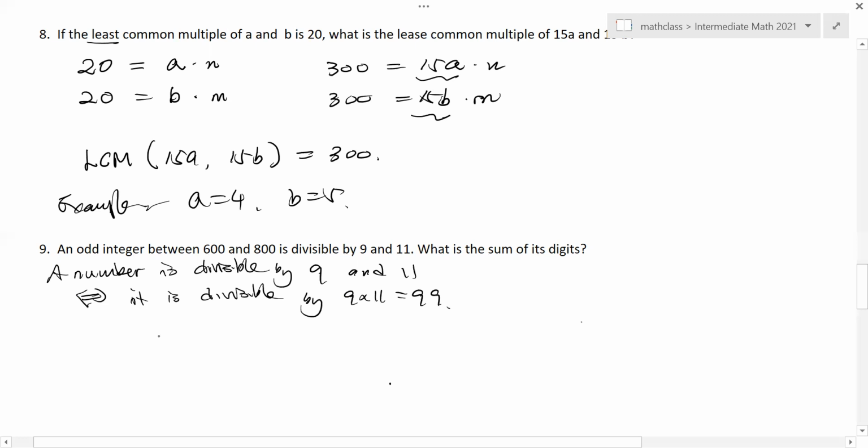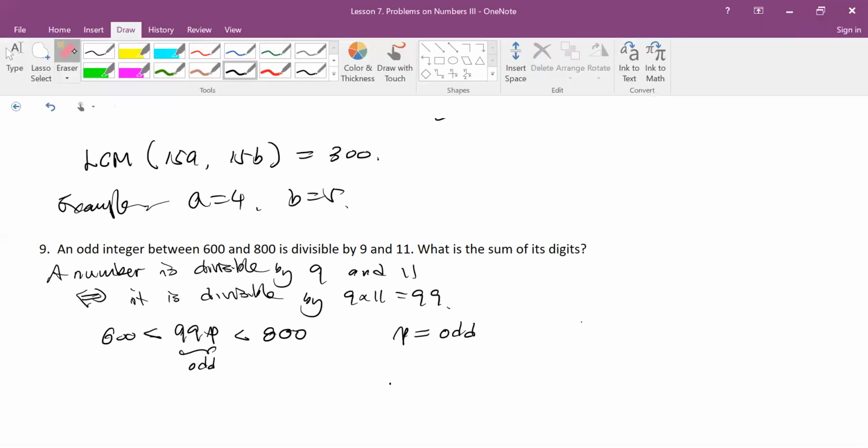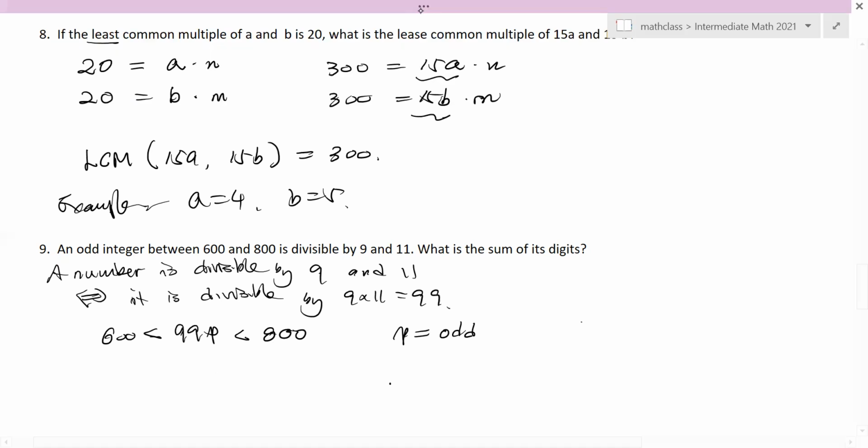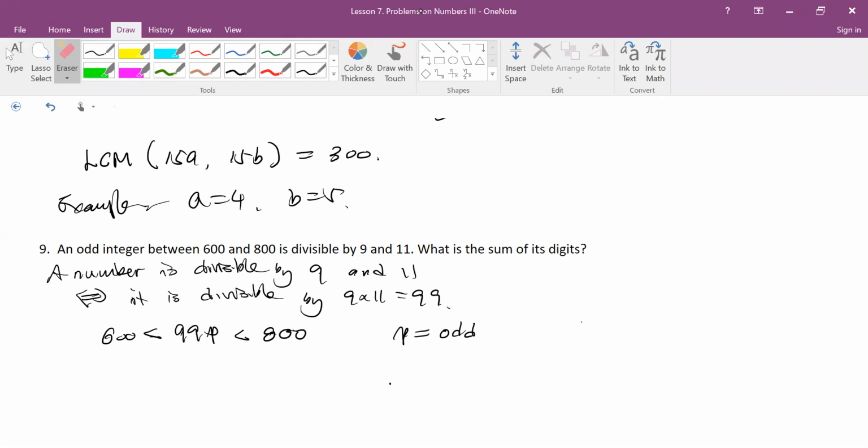How many numbers are there? We are looking for the integers between 600 and 800 which are multiples of 99. So 99p is greater than 600 and less than 800. Also, this should be an odd number, so that means p must be odd, cannot be even. Because if p is even, you get an even number: 99 times an even number is an even number. So p must be an odd number.